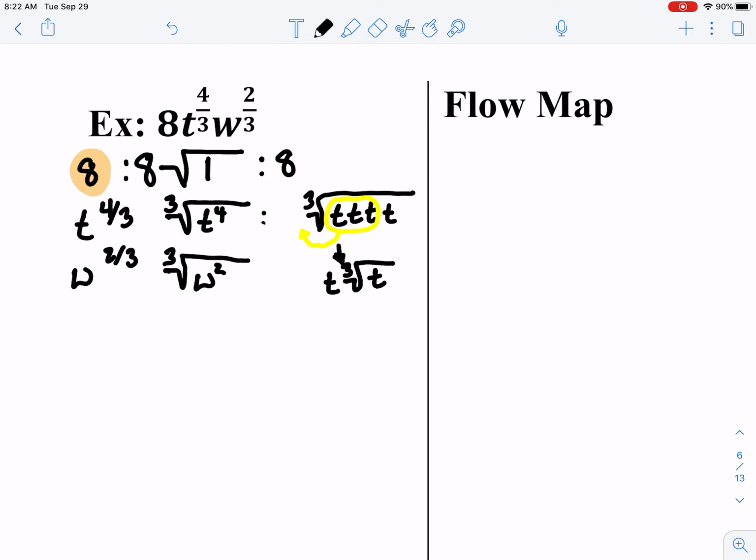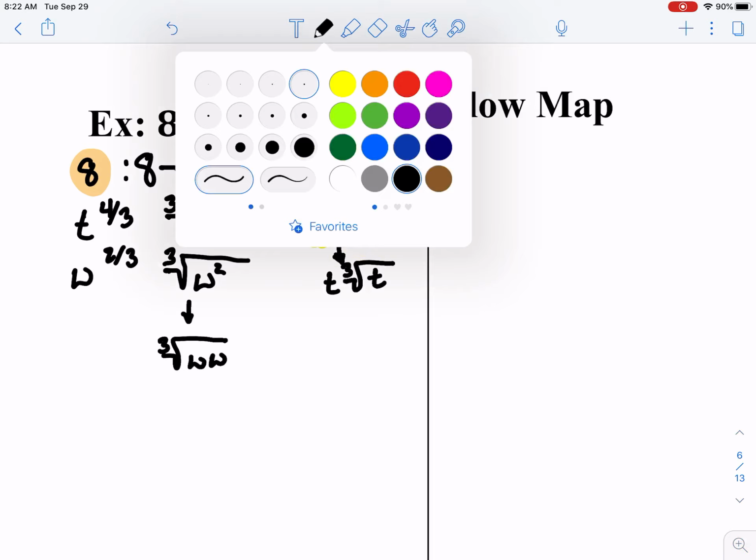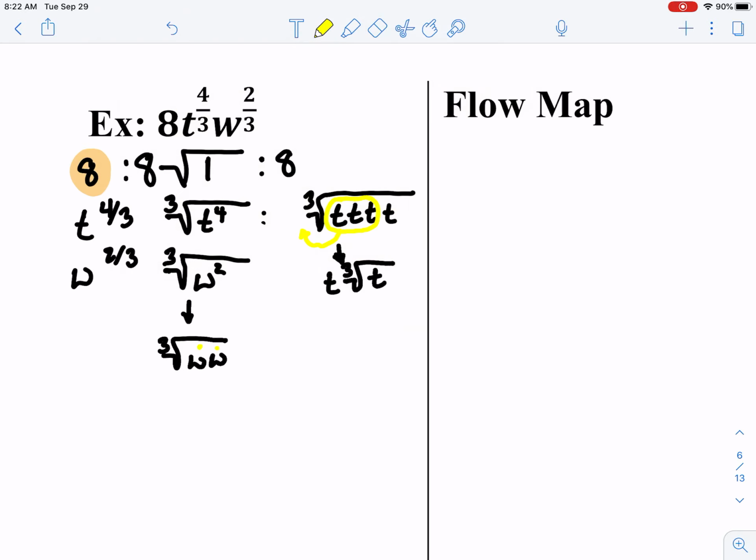Okay. Now w squared. For w, I must have 3. I have 1, 2. I don't have enough. If you don't have enough, you can't make a group. Okay. So that's just going to stay inside the radical.